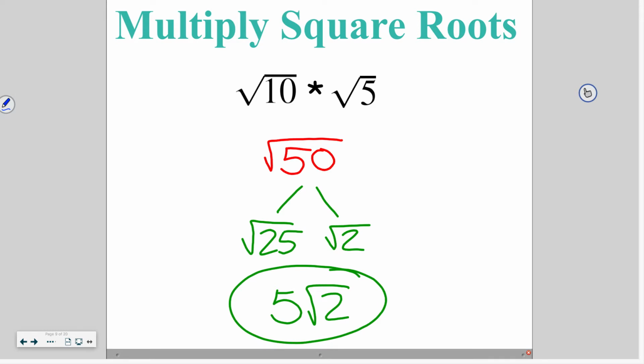Multiplying gives you the square root of 50, which can be broken down into square root of 25 and square root of 2 for a final answer of 5 square roots of 2.